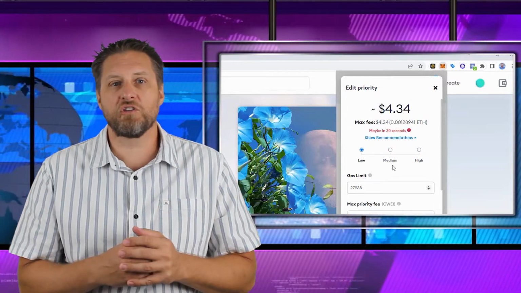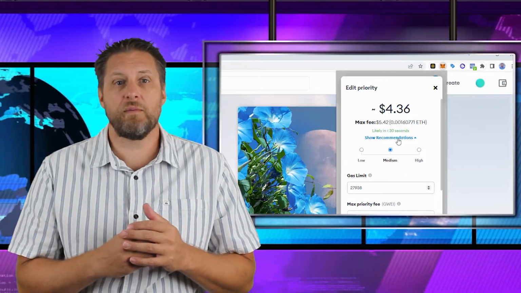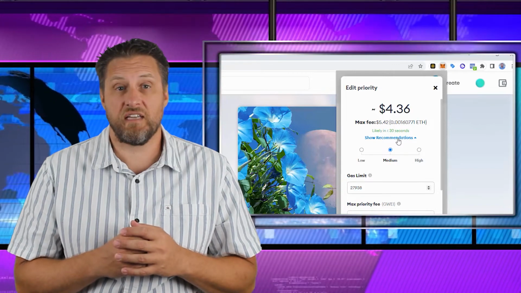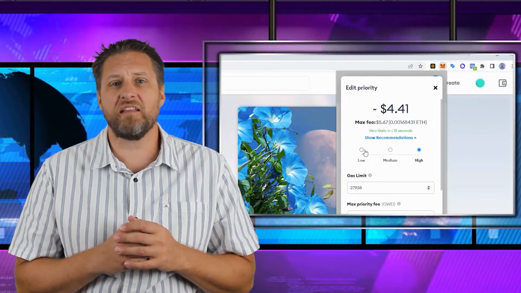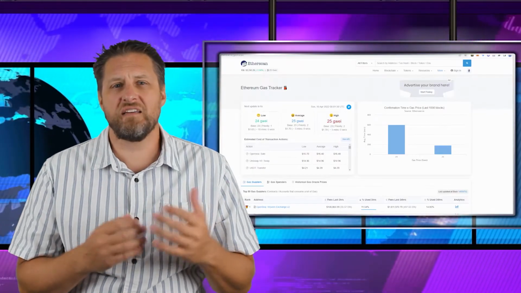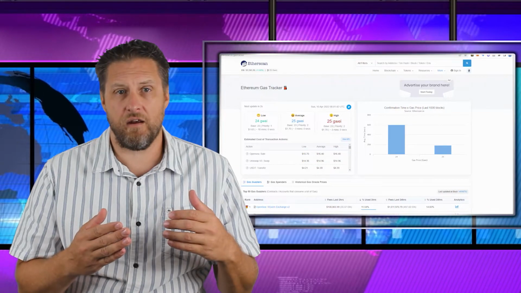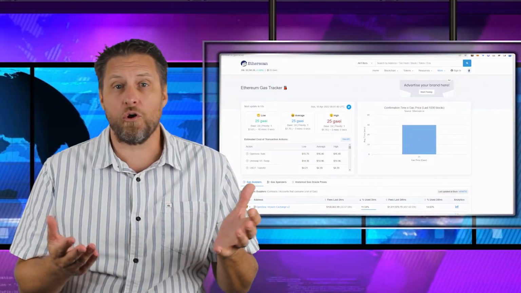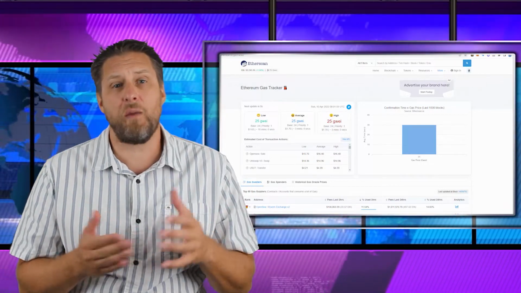Now it says low looks like $4.34, maybe in 30 seconds. Medium is $4.36, and that is likely in less than 30 seconds. And high, that's $4.41 in very likely less than 15 seconds. As you can see, not much difference in price, but it's important to notice the time changing there. When you bid a lower gas fee, basically you're saying, hold on to my order until the blockchain is slow enough that you can do this transaction for my bid price.